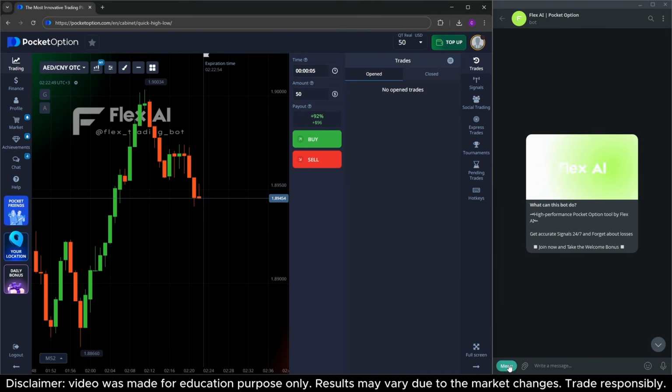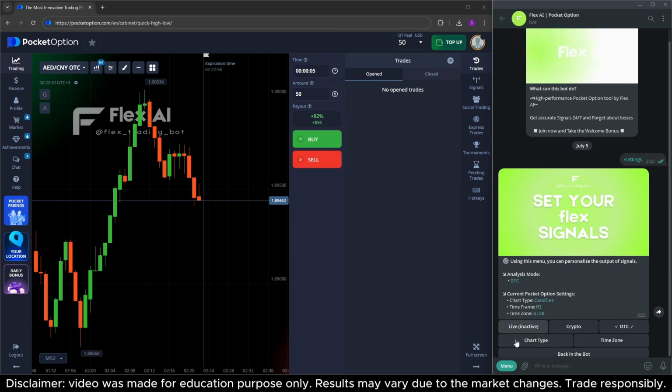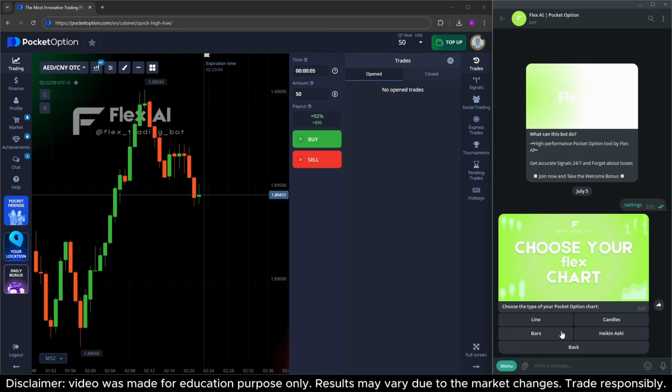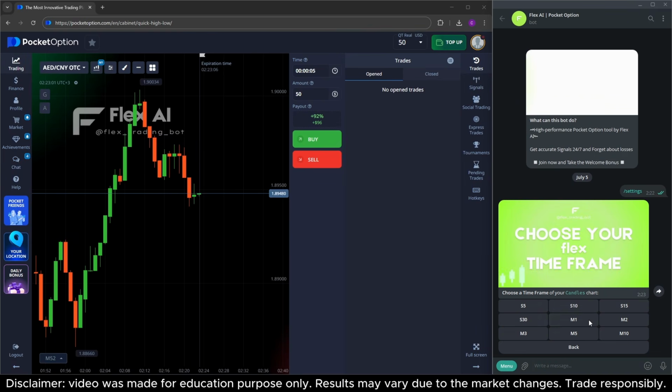This is the newest trading bot for Pocket Option. Unlike the others, Flex AI is not just a piece of code. It's your personal, fully customizable agent that works 24/7. When talking about customization, this is what it looks like.